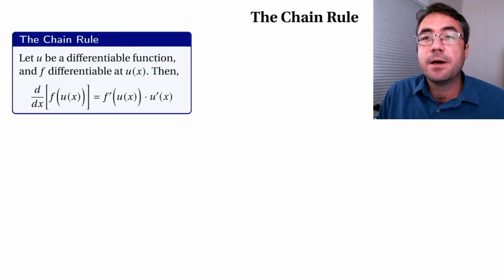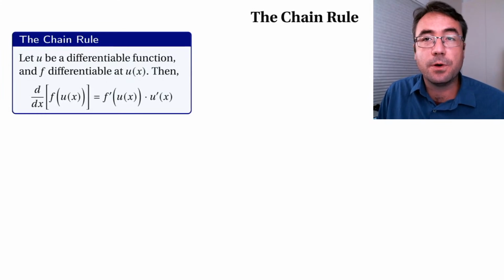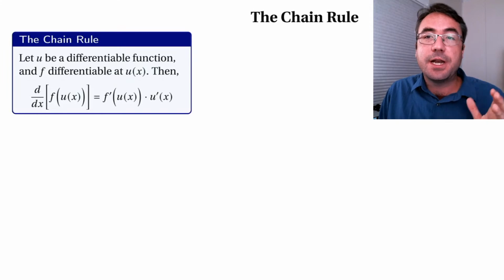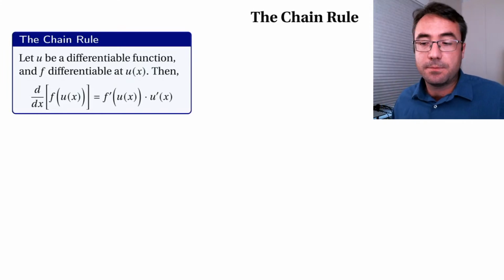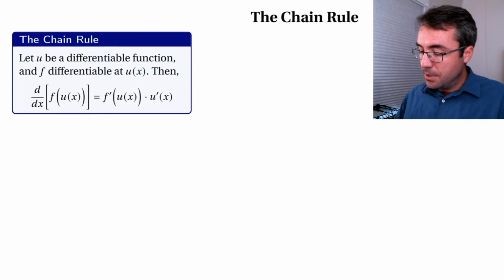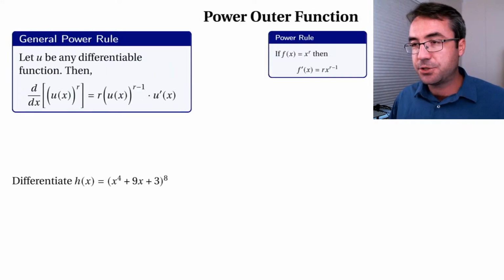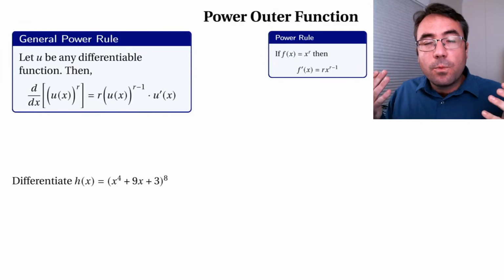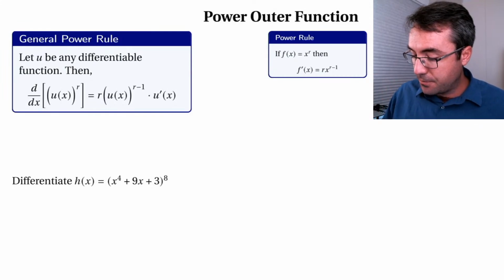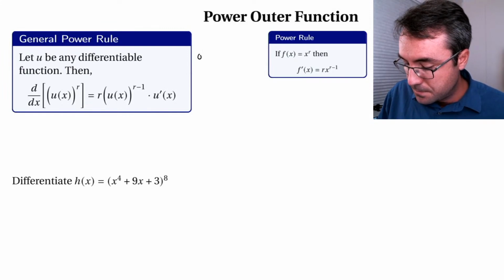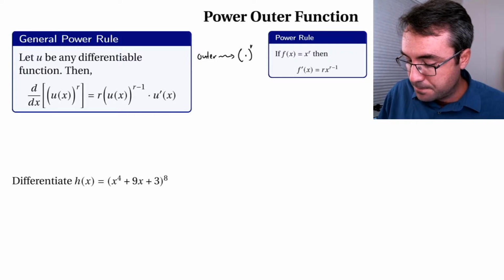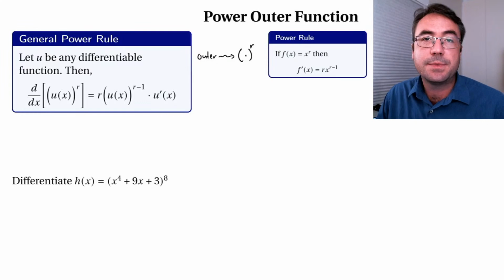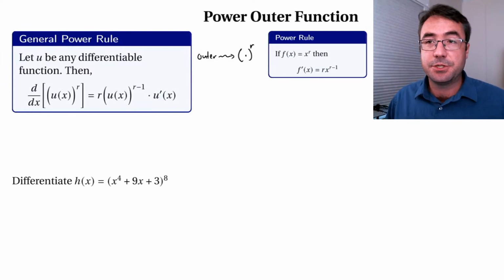And we're going to see a few special cases of this chain rule depending on what the outer function actually is. That's what we're going to look at next. So let's go to our first special case, and we're going to call this one the general power rule. It tells us what to do if the outer function is a power, something raised to the power r, and how to handle that composition.